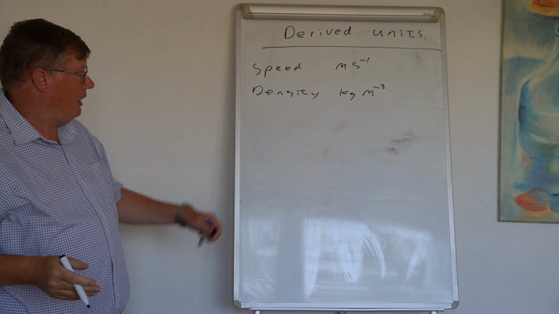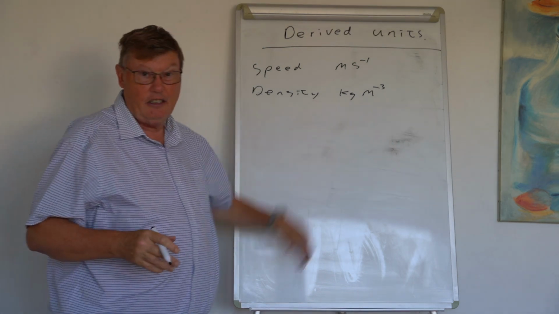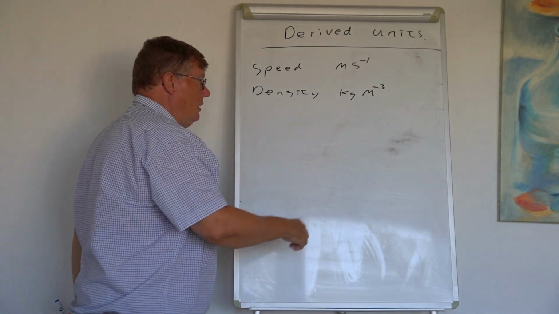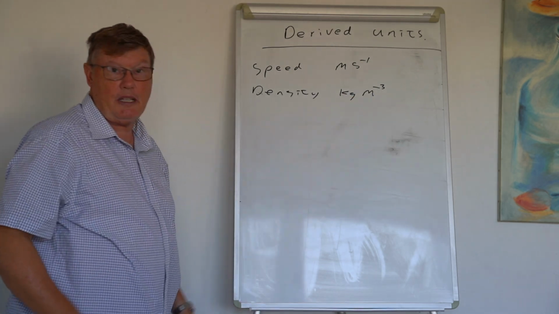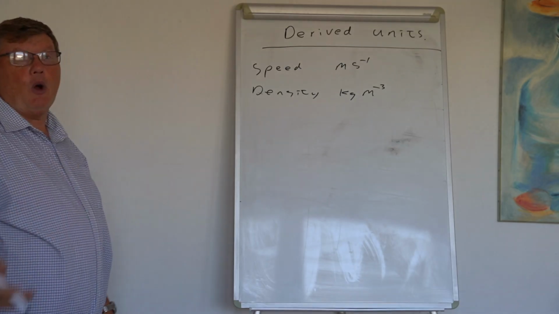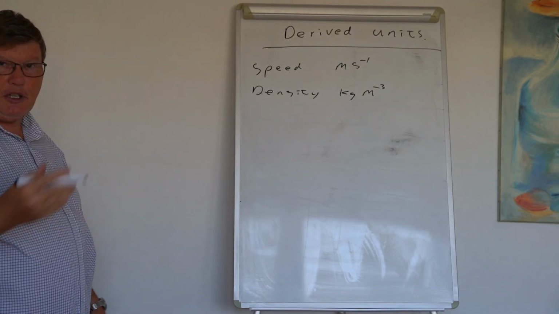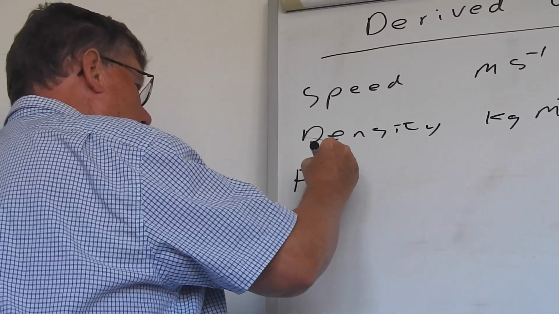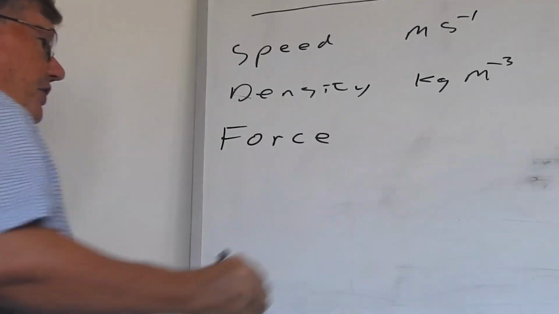And in fact, interestingly, if you look at the units for density, it's just told you what to do. To work out density, you take kilograms and you divide it by the cube of the meters. That's it. So, are there any more that we really need to bring up this early on? Well, yes, there are. Speed, density. I think it's time to bring in force.